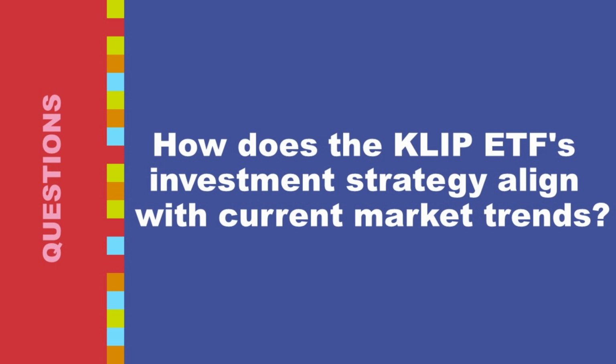2. Uncertainty in China. Geopolitical tensions and regulatory concerns surrounding Chinese companies can create uncertainty for investors. KLIP's focus on the Chinese internet sector exposes investors to these risks.